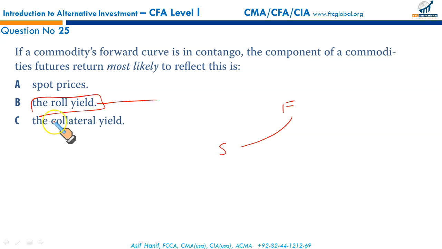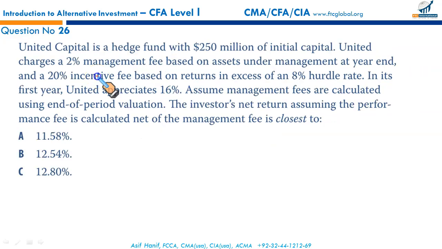Then what about collateral yield? Well, collateral yield is simply the return earned on the margin money, but B is the right option. Next question, number 26. United Capital is a hedge fund with 250 million of initial capital. United charges a 2% management fee based on the assets under management at year end, and a 20% incentive fee based on return in excess of an 8% hurdle rate.